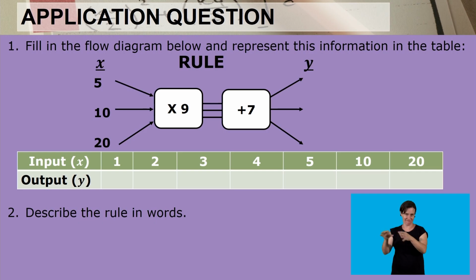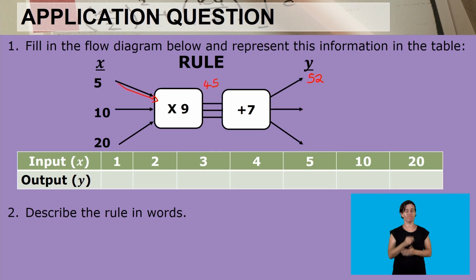So the first input value there is 5, and when we multiply 5 by 9, we get 45. And of course, when we add 7 to that 45, we will get an answer of 52. Now, when the input value is a 5, we got an output value of a 52.